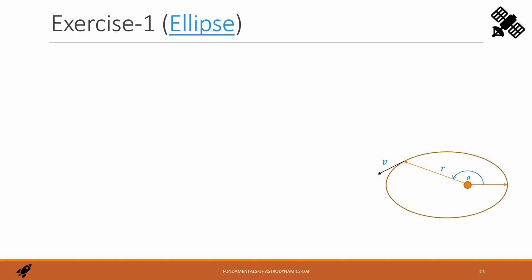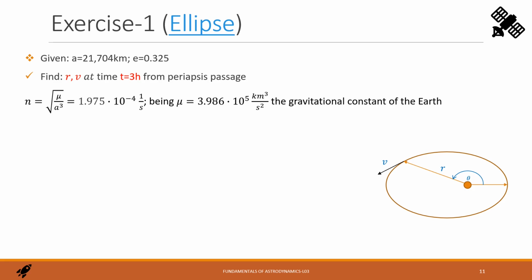To conclude our presentation, we run here two exercises, the first for an elliptical orbit and the second for a hyperbolic one. Given are the semiaxis A, the eccentricity E, and we need to find R and V when the elapsed time is 3 hours from the periapsis passage. First, we calculate the mean motion n, using the mu of the planet, we assume the Earth, and the known measured semiaxis. The mean anomaly, capital M, is defined as n times t. Also, n we have found and t is given in the data of the problem.